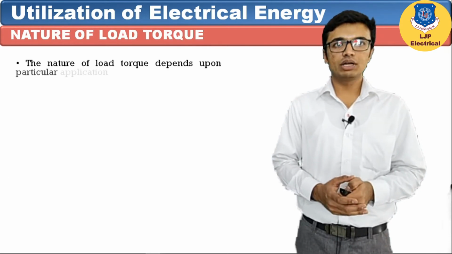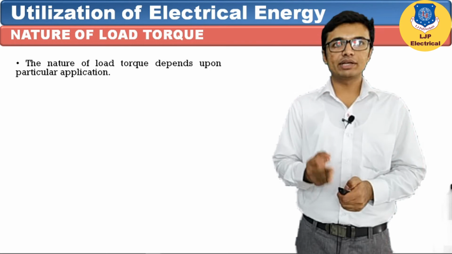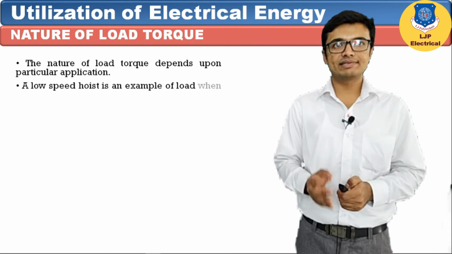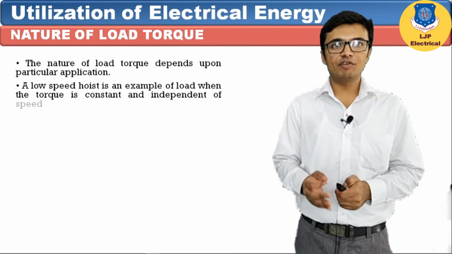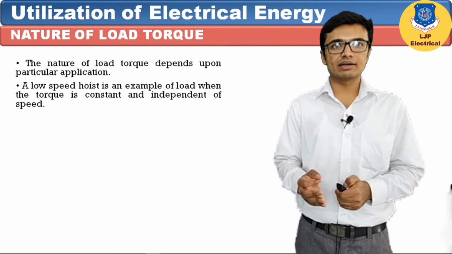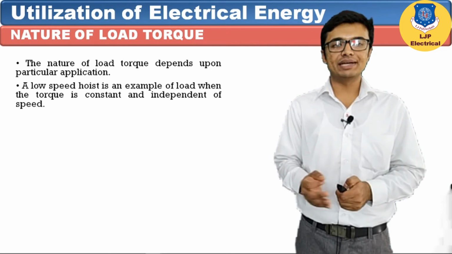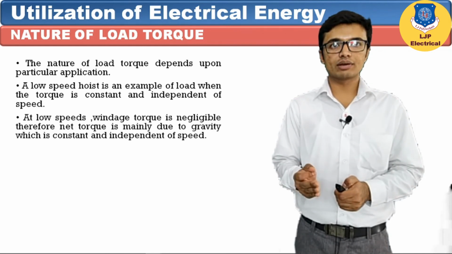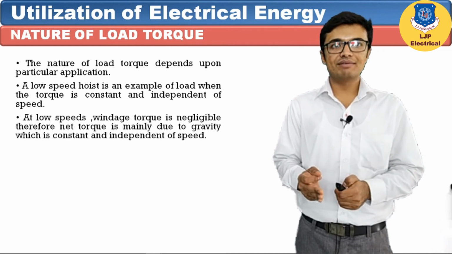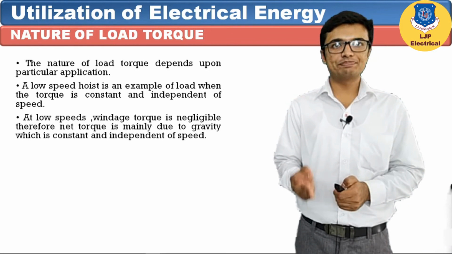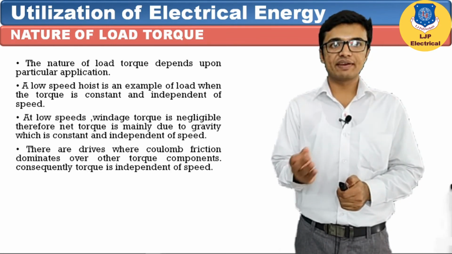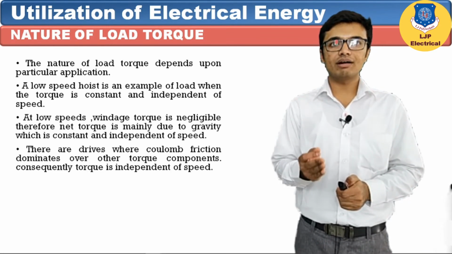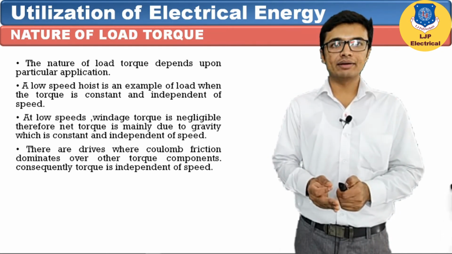The nature of the load torque depends upon the particular application. A low speed hoist is an example of a load where the torque is constant and independent of the speed. At low speed, windage torque is negligible. Net torque is mainly due to gravity, which is constant and independent of the speed. There are drives where Coulomb's friction dominates over other torque components. Consequently, torque is independent of the speed.